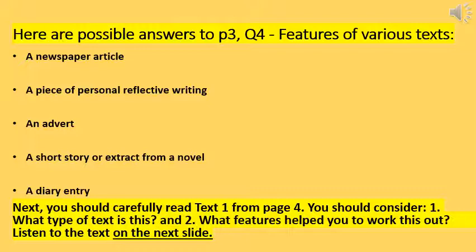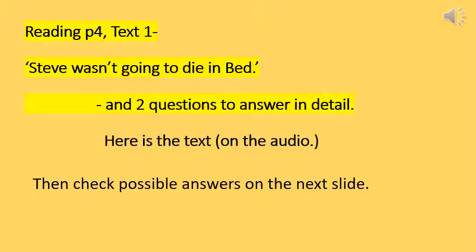Now finally, there's a diary entry, and here the writer records things that happened to them day by day, people that they met, and their thoughts about these things. Turn to page 4 now and text 1.